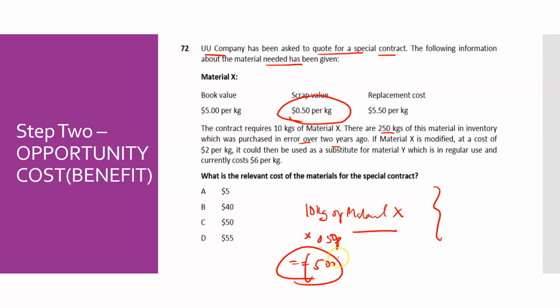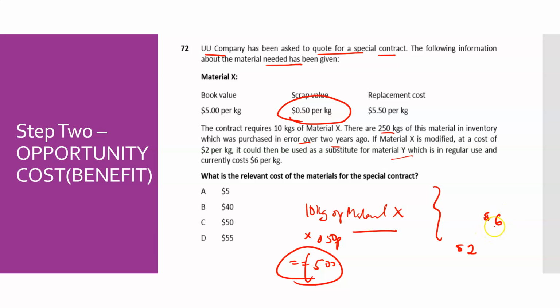And that's one option. But I guess the question is, what is the other option? It says here that if we modified material X, so if we spent £2 on working on it, we could use it for another product, material Y, which we use regularly, and for which we buy its own raw material for £6.